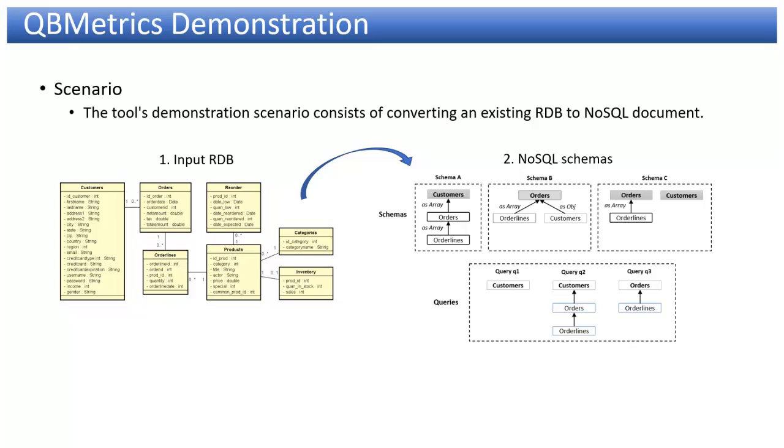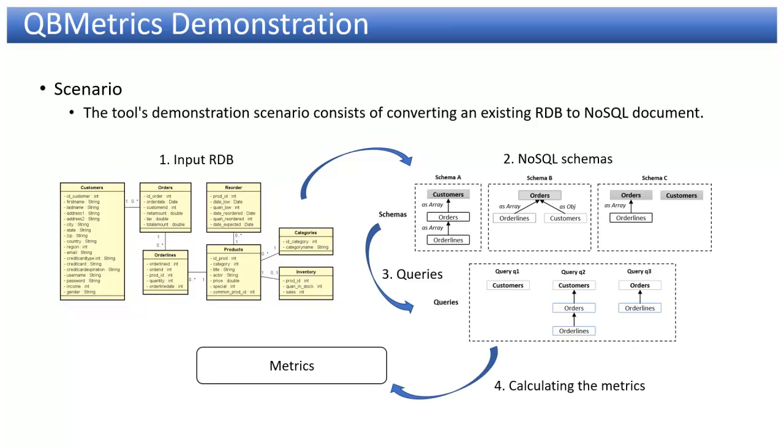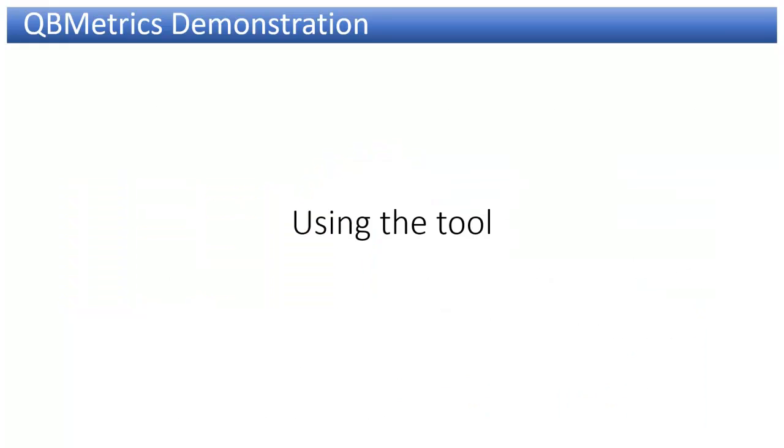Then we define a set of queries that represent the application access patterns. Both schemas and queries are represented as DAGs. And in step 4, we calculate the metrics. Okay, so the objective here is to answer the question: how to identify which schema best covers the input queries. Now we will demonstrate the use of the tool considering the scenario presented.